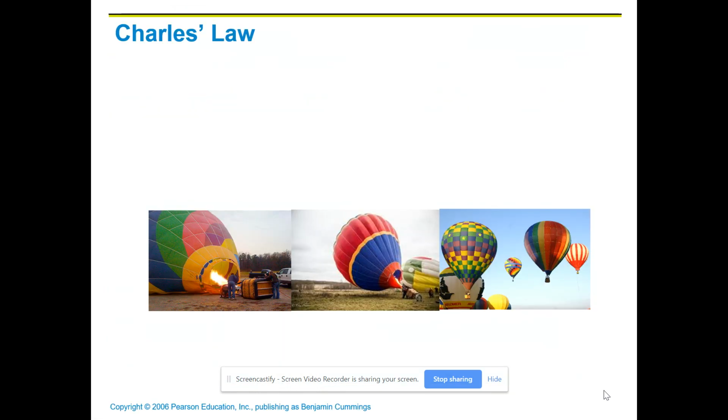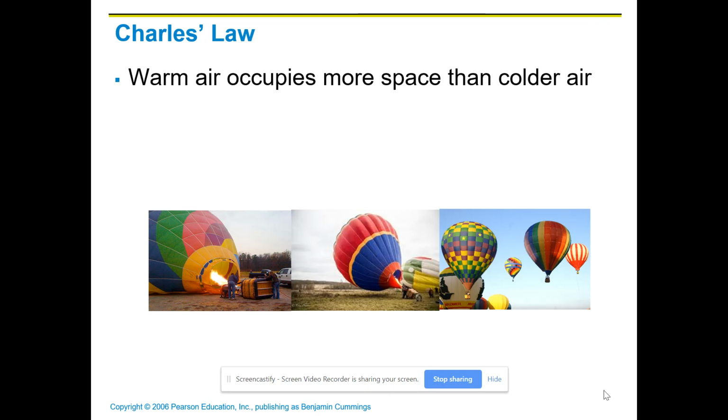Let's look at another law. This one's called Charles's law. In Charles's law, all it says is that warm air occupies more space than cold air. And this is very, very easy to recognize in a hot air balloon. So if you start with a hot air balloon on the ground, there's air inside the balloon. And what we do is we heat it. We're not pumping more air in there. We're heating the air that's already in the balloon. As you heat it, it spreads out.